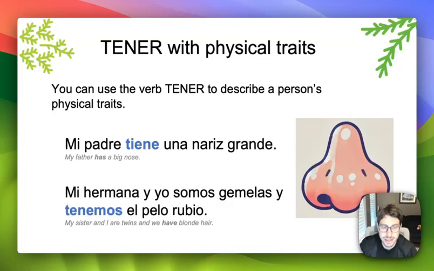Or another sentence. Mi hermana y yo somos gemelas y tenemos el pelo rubio. My sister and I are twins and we have blonde hair. Tenemos. And then you put what you're describing.